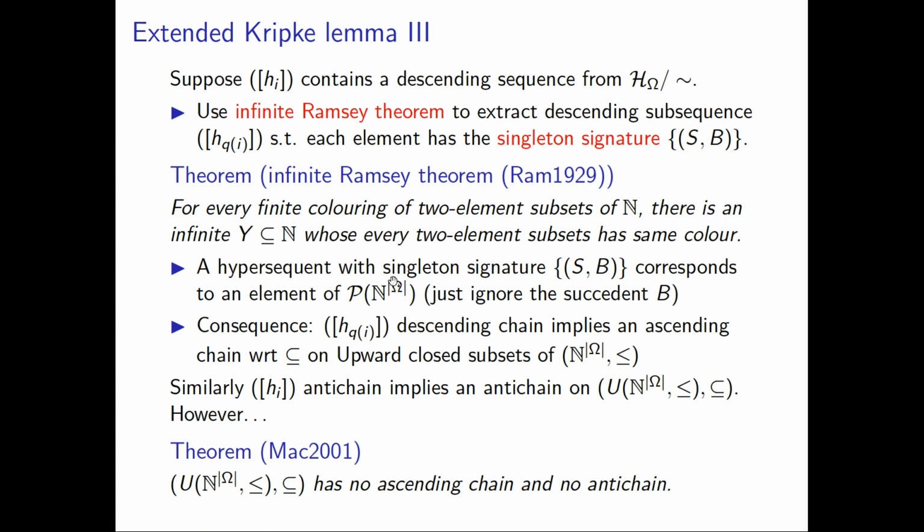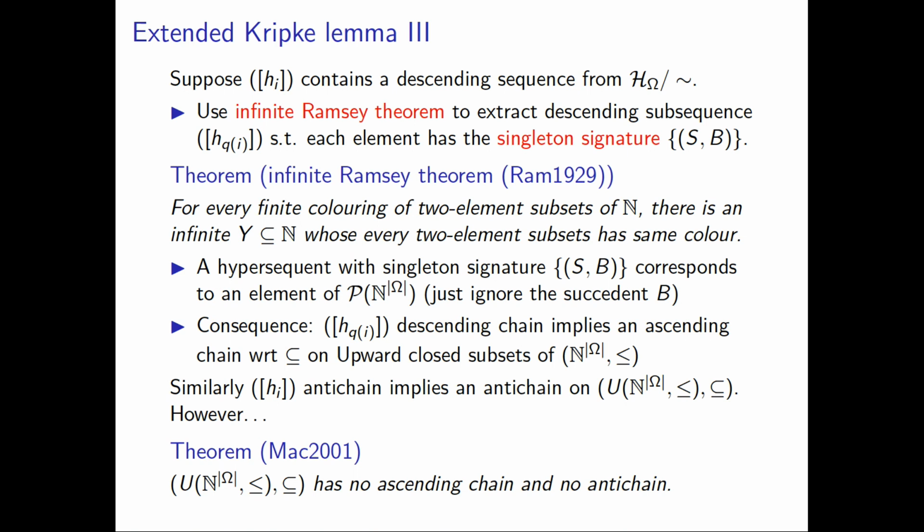And the point is that when we have a hypersequent with a singleton signature, we can associate it with an element of the power set of omega-sized tuples of the natural numbers. We just forget the succeedent B because it's the same in each component. So as a consequence, descending chains in the equivalence classes imply an ascending chain on upward closed subsets of these tuples. Similarly, an anti-chain implies an anti-chain on the upward closed subsets.